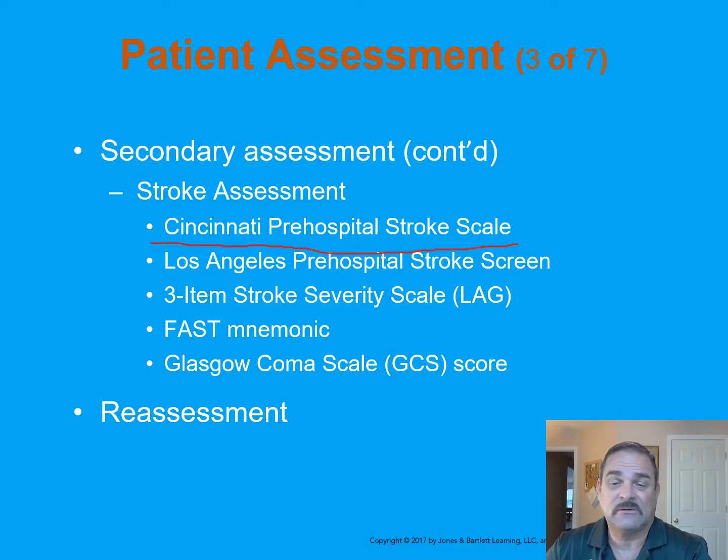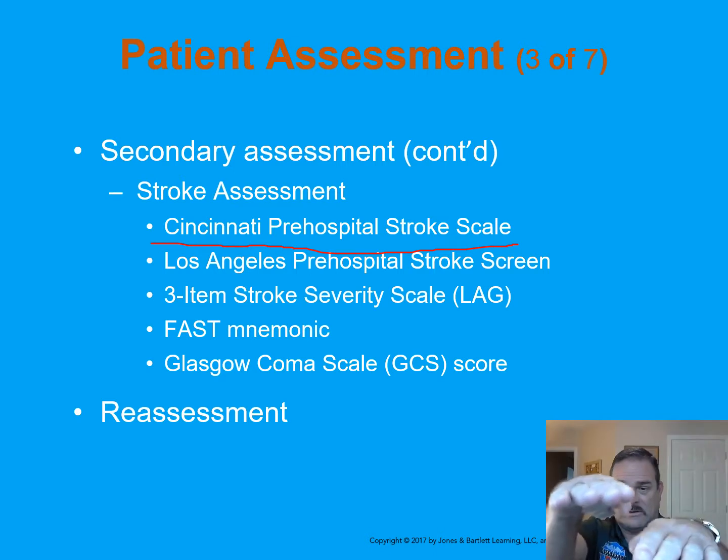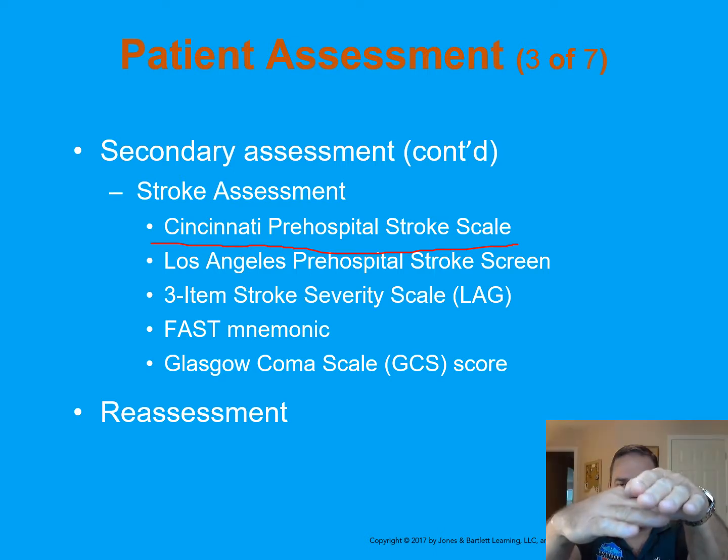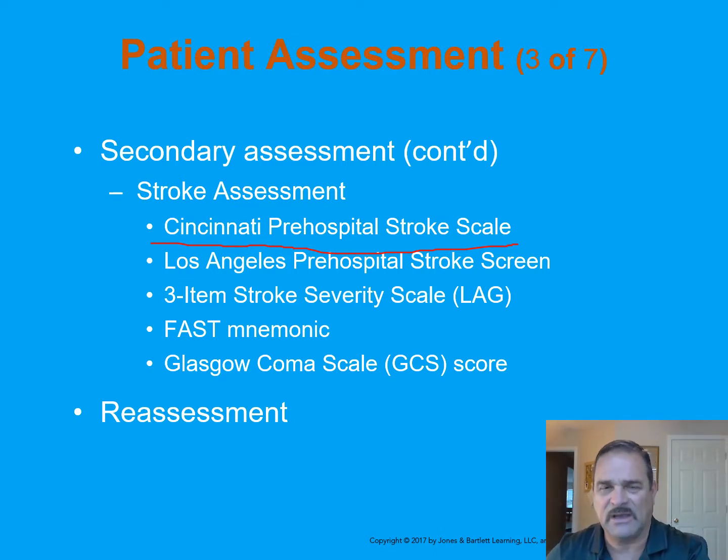And the last one is you're looking for extremity drift. Help them hold their hands up like this, and then have them close their eyes. Support underneath with your hand on both, and say, I want you to hold that up for me. Then you'll slowly lower your hand down, and if one arm drifts down, that means it's weak. So that's a positive Cincinnati pre-hospital stroke scale. There are several others: the Los Angeles, the 3-item stroke severity scale, the FAST mnemonic, and also the Glasgow Coma Scale. And then you're going to do a reassessment every 5 minutes on these patients.